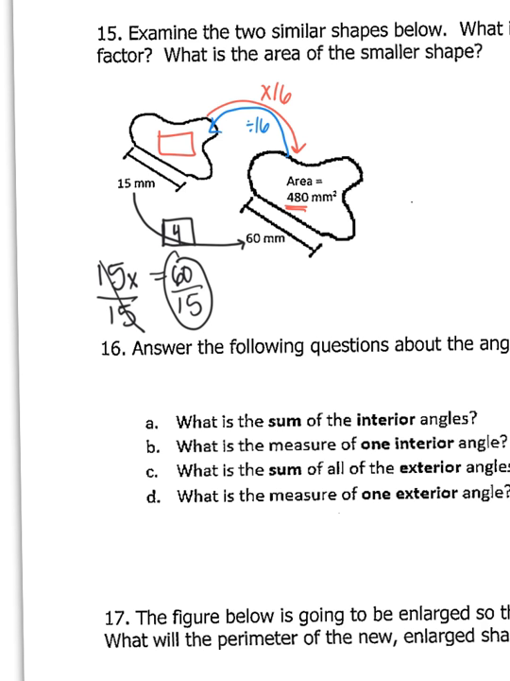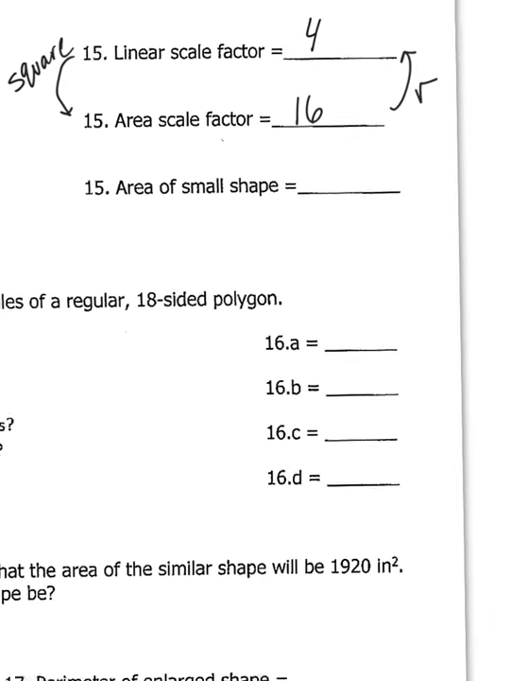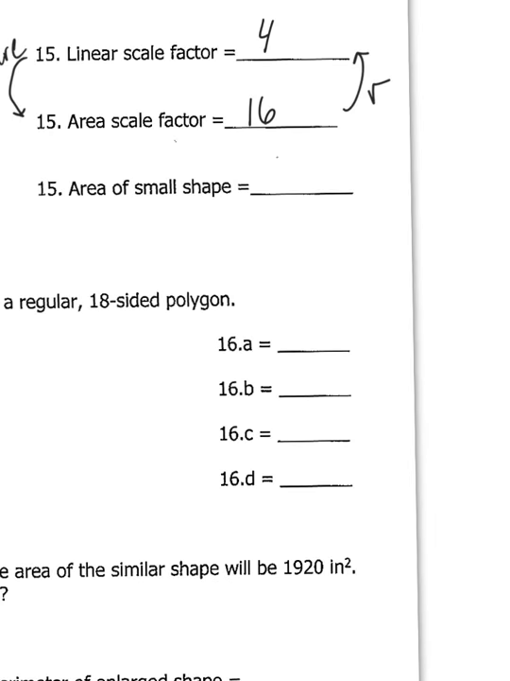So the area of the big shape, 480, divided by that scale factor of 16, because I'm going backwards to the small one, gives me the area of the small shape, which was 30. In other words, 30 times my scale factor of 16 gets me to 480. So the area of the small shape must be 30 millimeters squared.